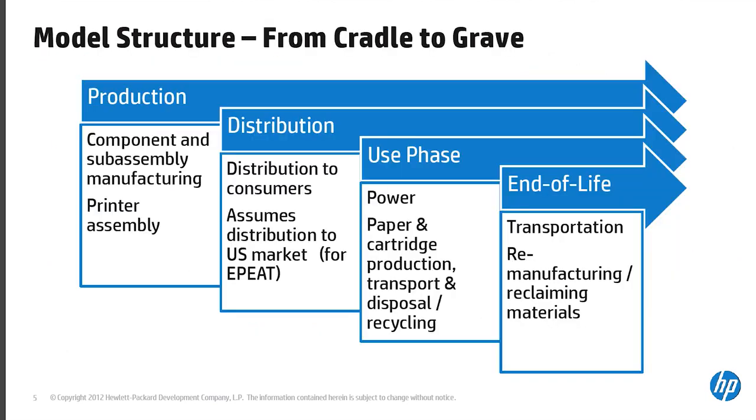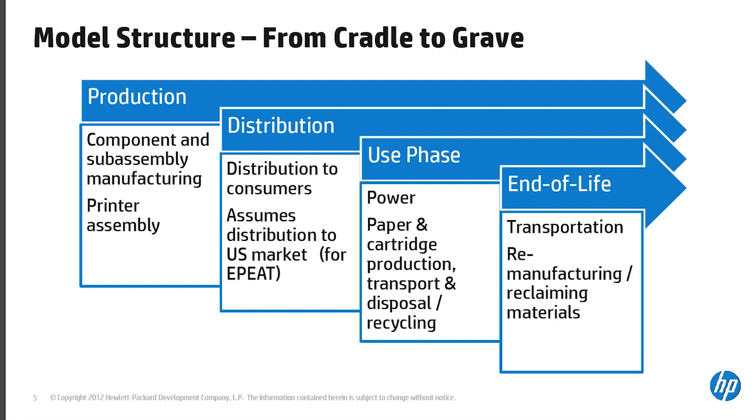So first thing we have to do is model this whole thing. How do you take a printer and model it over its entire life? So for production, you have to consider all the components and the assembly of the product. You have to consider distribution to customers and distribution of parts within the network. For our work, and what I'll show you here in a few moments, we're looking at distributions to the U.S. market because, as I mentioned, we're looking at it for EPEAT, but the model can be modified to use for any market in the world.